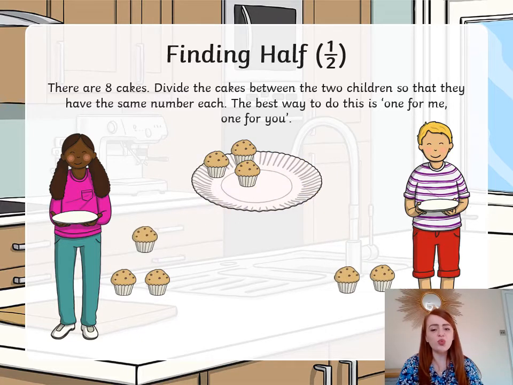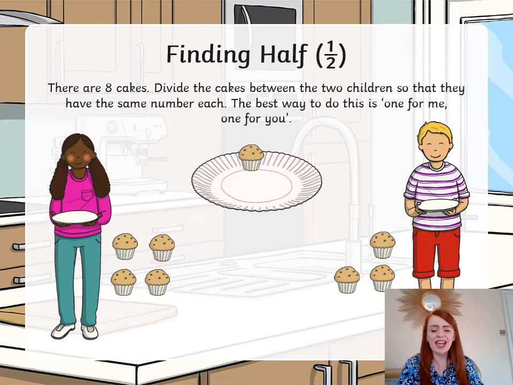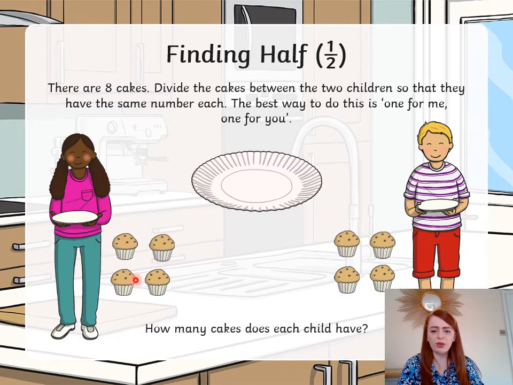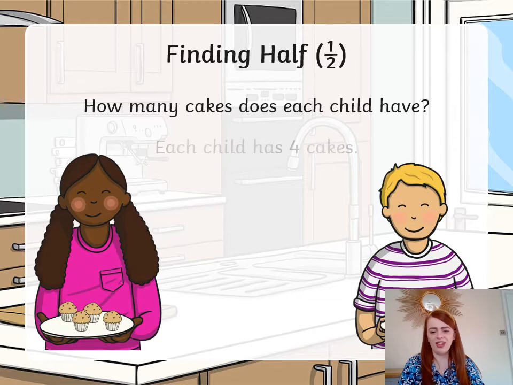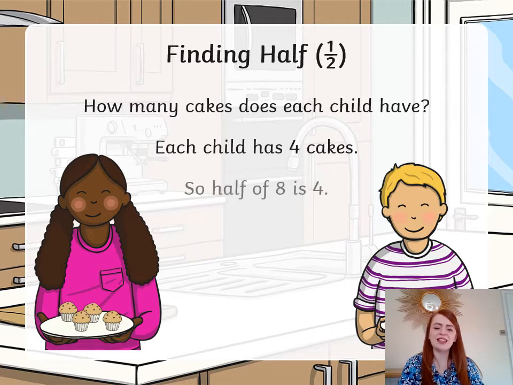And this is a really good way to actually work out problems using counters or using anything that you have in your house. You can see that now there are 2 equal groups. And how many cakes does each child have? Well, they have 4 cakes. So half of 8 is 4. And you can see that here written using the fraction notation, where it says half of 8 equals.